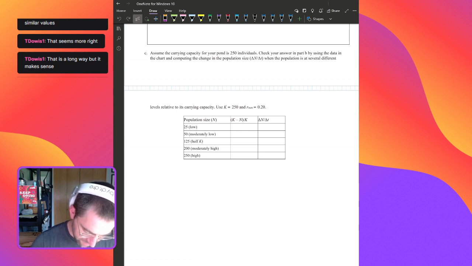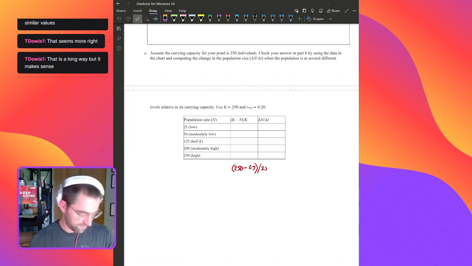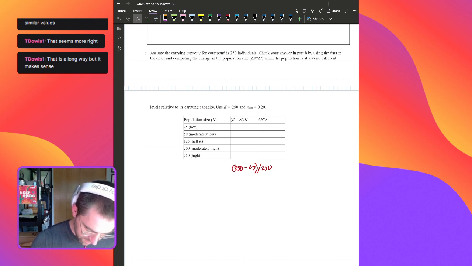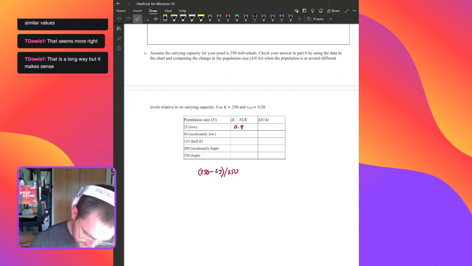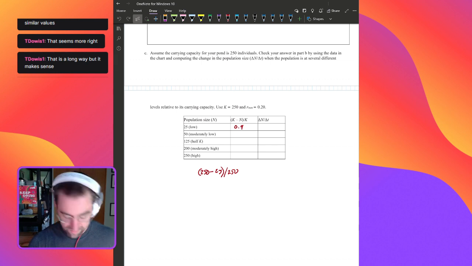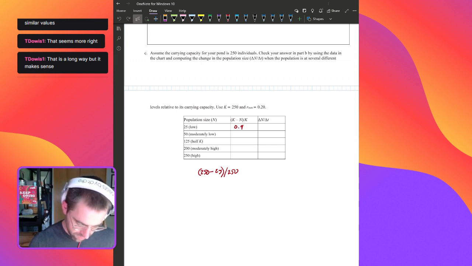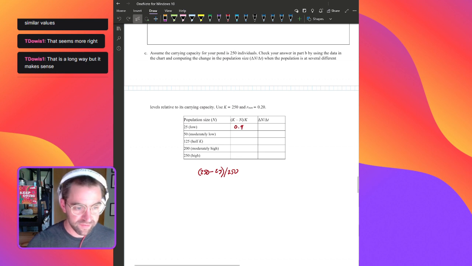All right, we'll start with this first one. We're given 250 minus 25 divided by 250. 250 minus 25 divided by 250 gives us 0.9. And we have delta N over delta t.